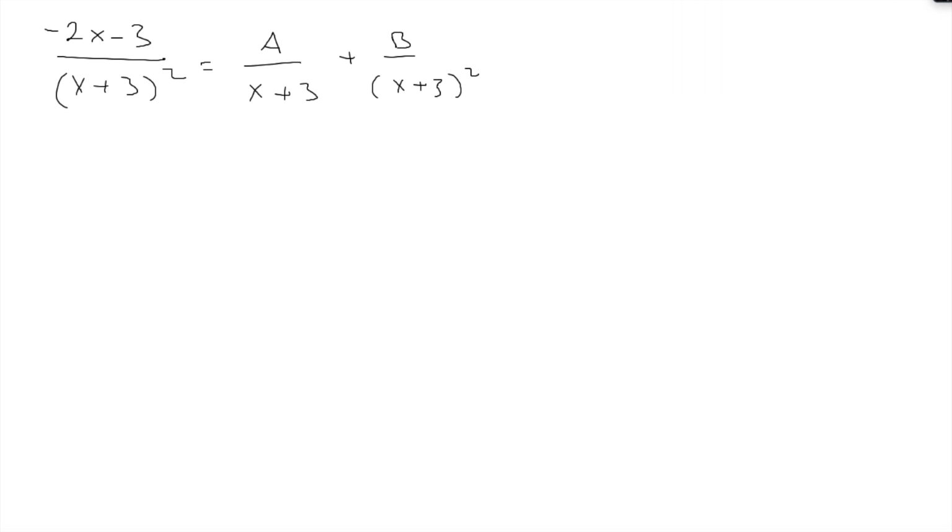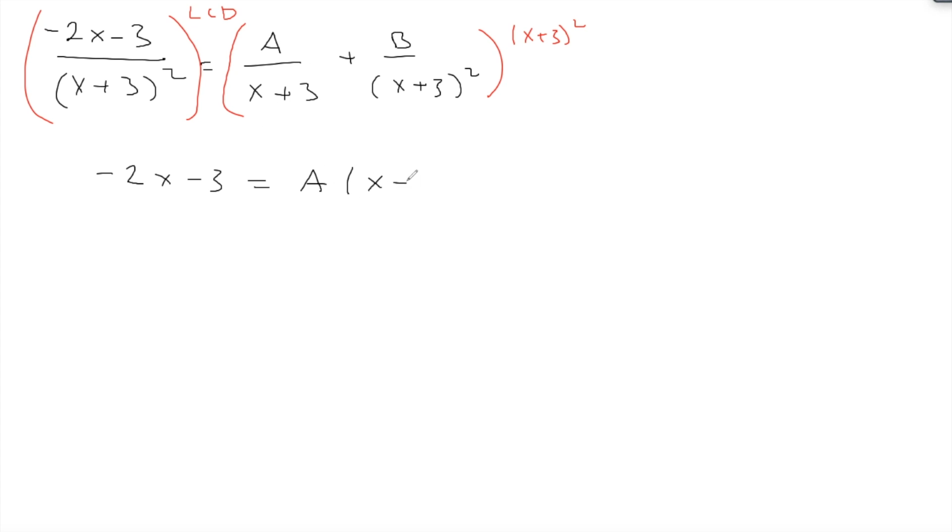I'm going to multiply both sides by the LCD here to clear all those fractions. So that would be x plus 3 squared on both sides. I didn't leave myself room here, so I'm just going to write LCD. And so that's going to knock all that out. Now I'll just have the minus 2x minus 3, and that's going to equal a times, I have two of these up and one down, so they cancel, leaving me still an x plus 3. And then both those would cancel, leaving me a plus b.